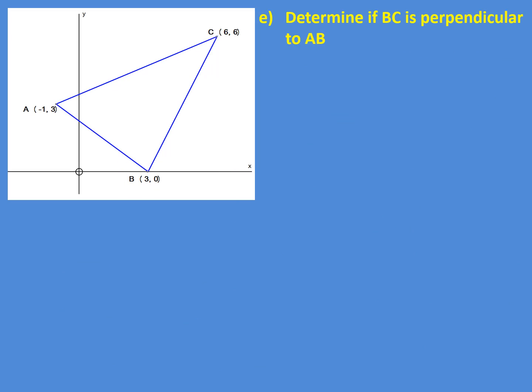We need to determine if BC is perpendicular to AB. Now, how can I do that using analytical methods? Well, remember, if lines are perpendicular, one gradient multiplied by the other gradient is minus 1. And always make sure, have you calculated one or both gradients in previous questions? Well, we have calculated the gradient of AB in the previous question. So the gradient of AB is minus 3 over 4. I haven't calculated the gradient of BC yet.